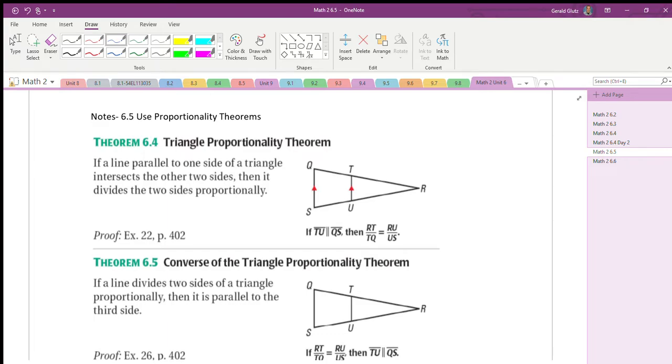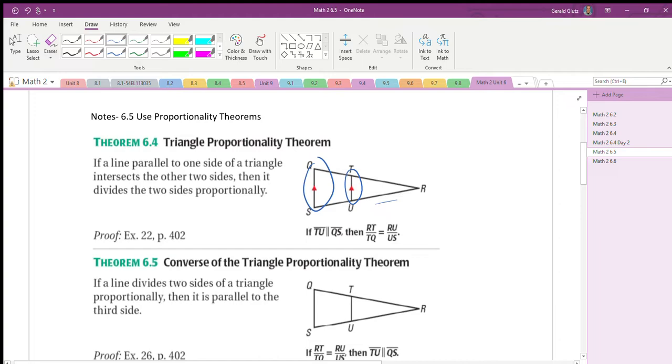So today we're going to be talking about proportionality with triangles again, just a little bit more in depth. The first couple things we're going to talk about are some theorems. What this is saying is basically if we have two overlapping triangles, which we do have right here, and these two lines are parallel, then we can set up a proportion that says that this length, TR, divided by TQ has to be equal to UR divided by US, which is what this is saying down here.